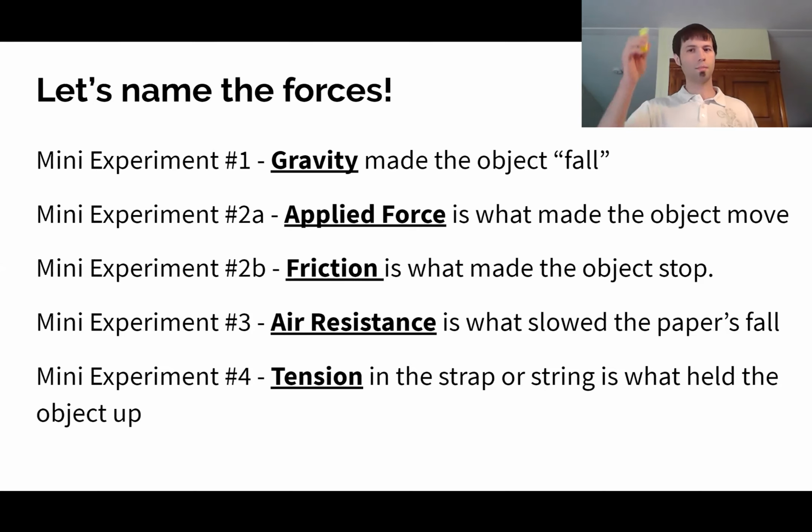But anyway, when we see something fall down to the Earth or any astronomical body like the moon or the sun, we say that's caused by gravity.